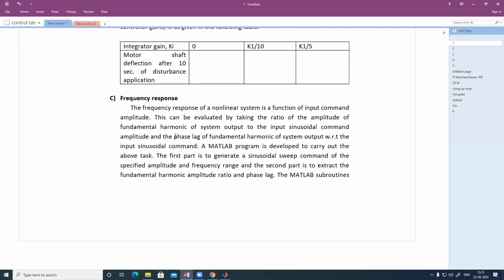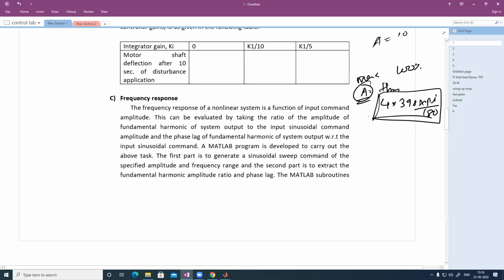Your maximum input value you can give is theta m limit, because after that the system will saturate. So the maximum command amplitude is A equal to theta m limit, that is 4.398 into pi by 180. This will be the maximum amplitude, that is the 100% command amplitude. In your paper it is written as A equal to 10, but your maximum command amplitude is this one only.